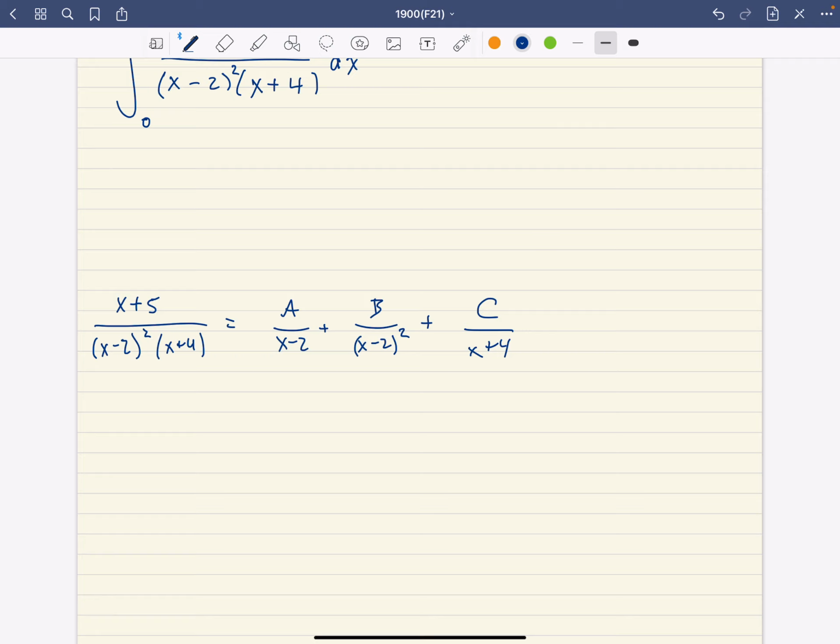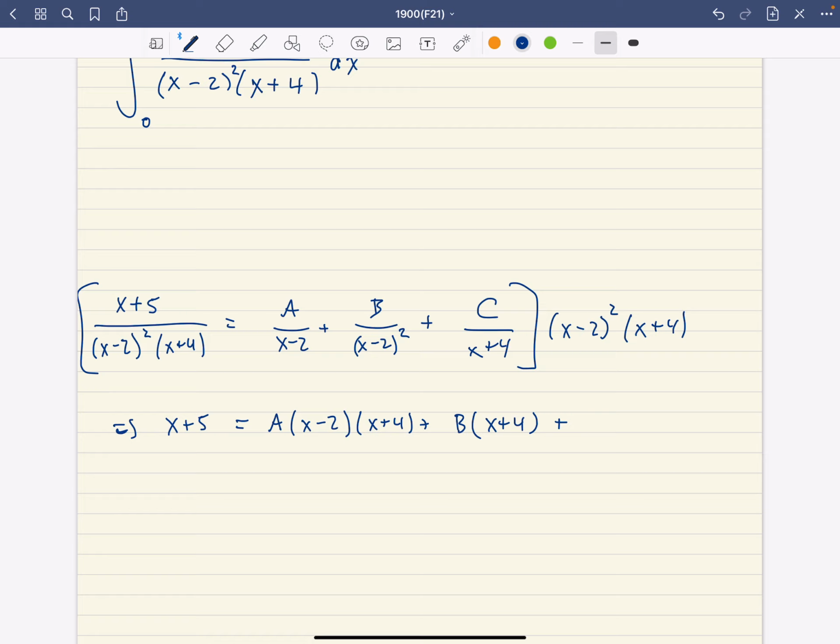If we multiply both sides by x minus 2 squared times x plus 4, on the left side, we're going to get x plus 5. On the right side, we're going to get a times, let's see, one of the x minus 2's will cancel, so we'll get x minus 2 times x plus 4. For the b term, we'll just get b times x plus 4. And for the c term, the x plus 4's cancel, and we're left with x minus 2 squared times c. And yep, that's what we get.